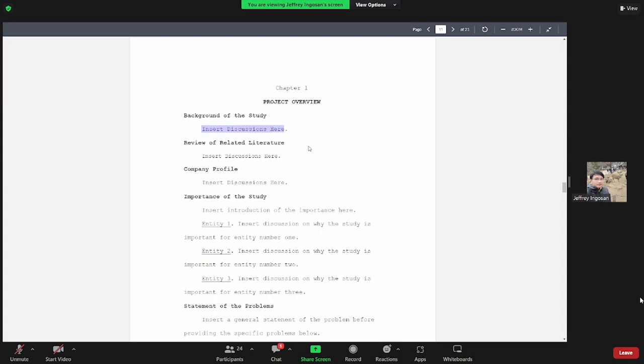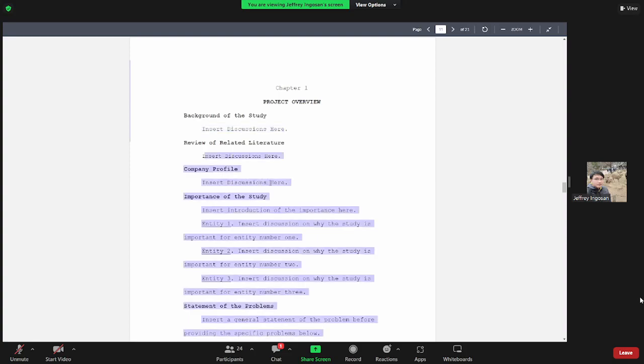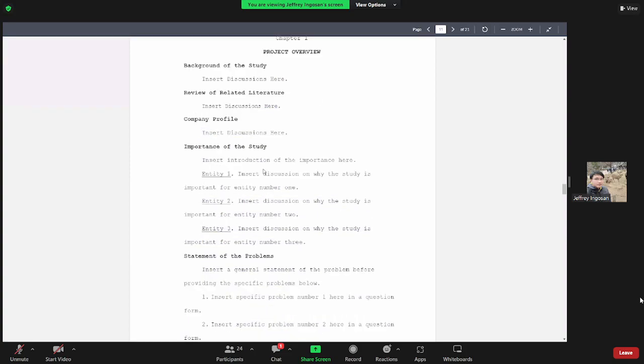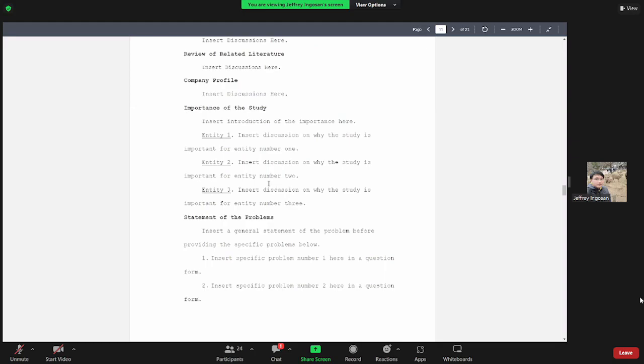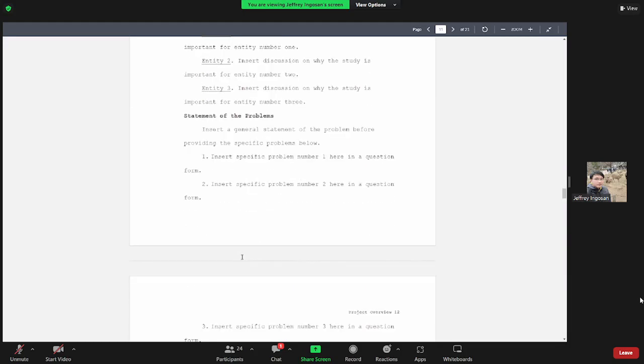And while you are doing your Capstone Project 2 requirements, you would even realize that there are things that you would need to include or remove in your Chapter 1 and Chapter 2. So you are expected to continuously improve your Chapter 1 and 2, and you will not use as is the Chapters 1 and 2 that you submitted last term. And then you have here review of related literature, company profile, importance of the study. You're all familiar with this. Statement of the problem. These were already finalized during your Capstone Project 1 presentation. Objectives of the study. These were also finalized.